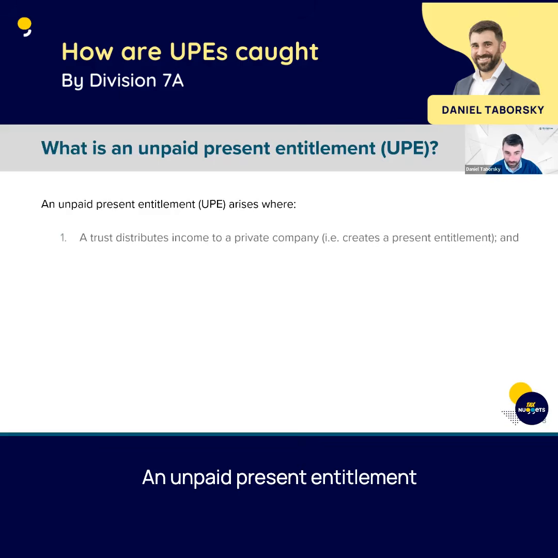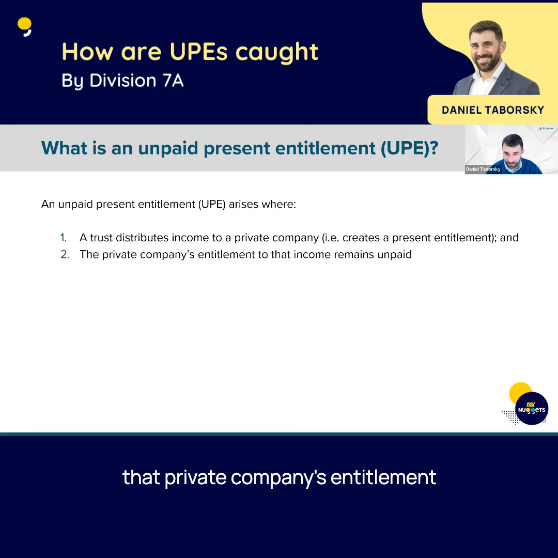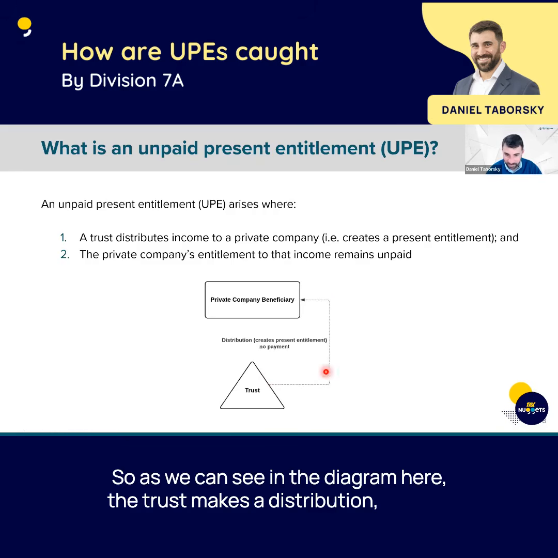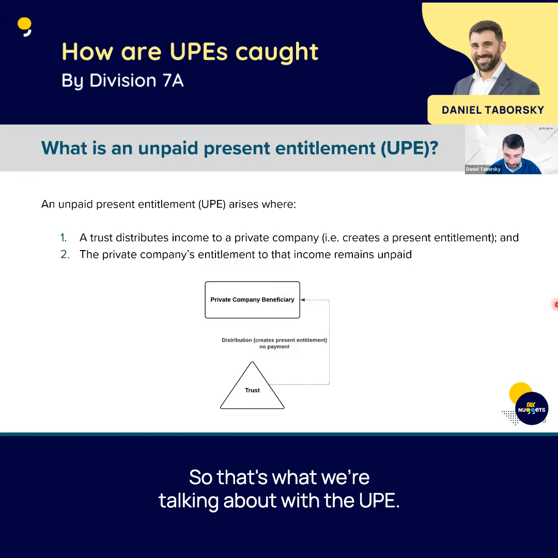An unpaid present entitlement arises where first a trust distributes income to a private company. And so the trust creates a present entitlement in that company. And that private company's entitlement to that income remains unpaid. So as we can see in the diagram here, the trust makes a distribution, creates a present entitlement in the private company for an amount of income, but there's no payment. So the amount remains unpaid. So that's what we're talking about with a UPE.